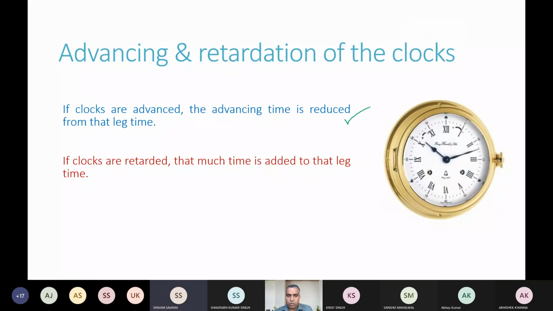Okay, very good. So always remember, if there is an advancing, that much time should be reduced from the lag time. If there is a retardation, that much time should be added to the lag time. Now that you have the time for the leg, it is very easy to find the distance, because you know the speed. When you do speed into time, you will get the distance of that particular leg. So that is the concept of advancing and retardation of the clocks.